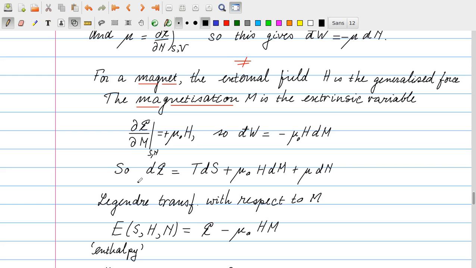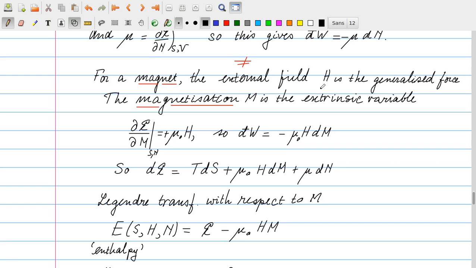with respect to this M, and M is the extensive variable. If I take two magnets, I have twice the magnetization, but the field H is the intensive variable, because if I put two magnets next to each other, that doesn't change the applied field.